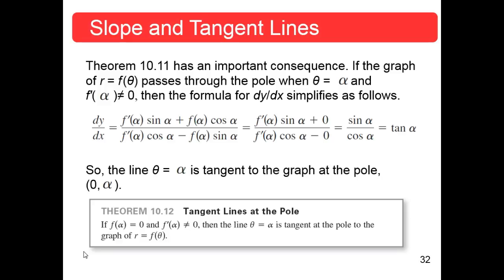Note that because the polar curve can cross the pole more than once, it can have more than one tangent line at the pole. Let's see if that's on here too. Nope, it doesn't. Okay. But there is a little verbiage at the bottom there.